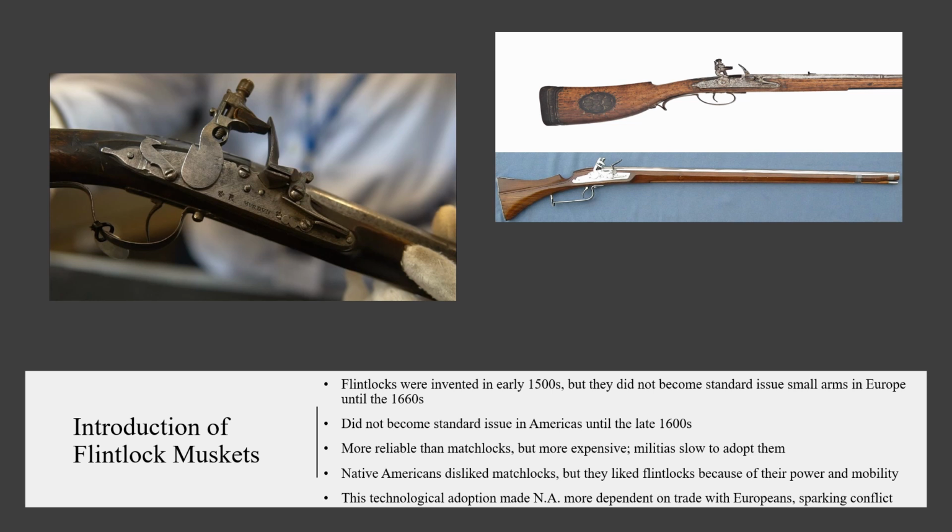Scholars believe one of the reasons that King Philip's War happened in the 1670s was because the colonists of New England decided to stop selling flintlock muskets and gunpowder to the Wampanoag tribe.